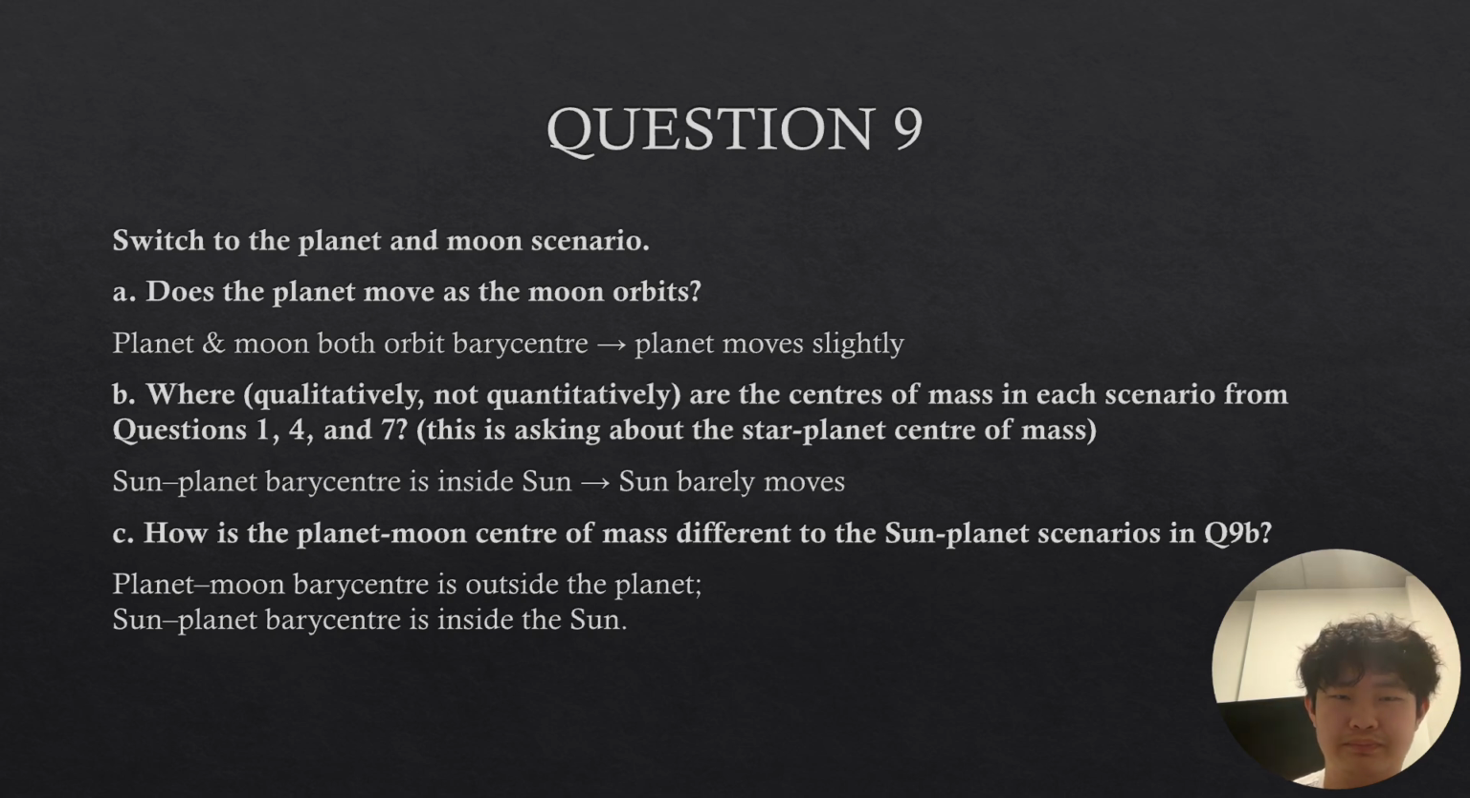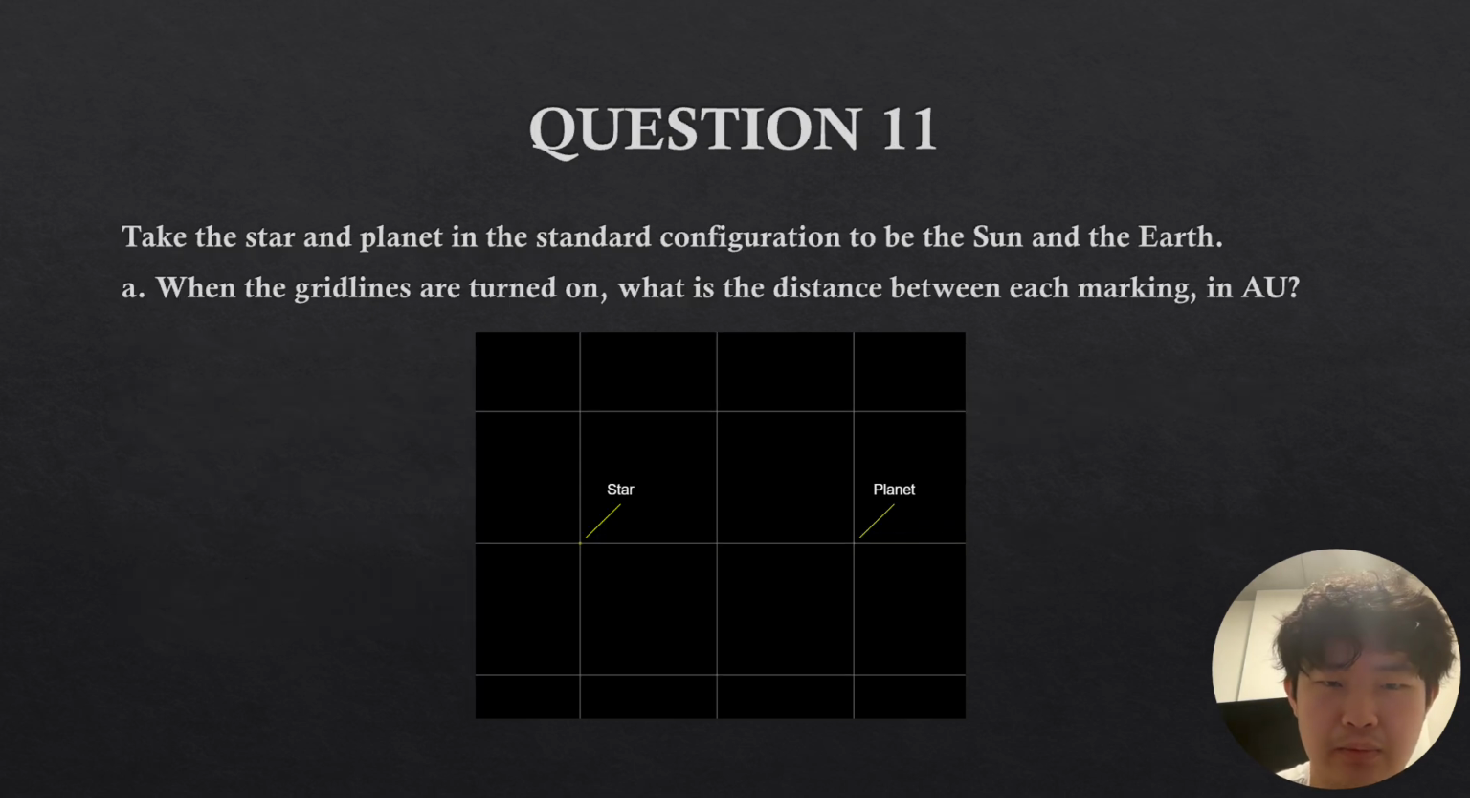For question 11, when I turn on the grid lines in the 2-square mode, the default distance between the star and the planet is 1 AU. This distance spans 2 grid squares, so 1 grid square equals 0.5 AU.